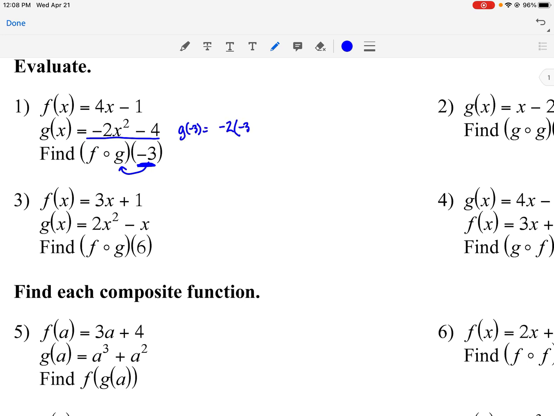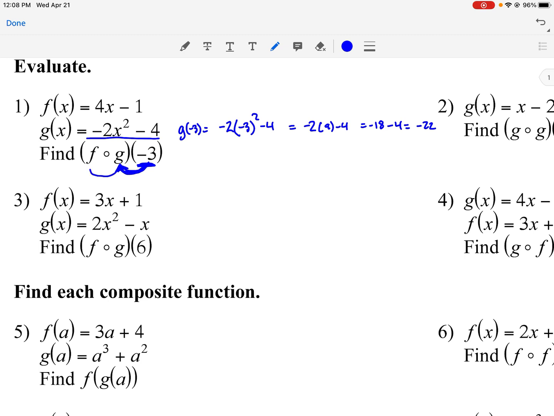So -2, we plug in a -3 for x, -4. And you can plug that all into your calculator if you want to, or you can do it by hand, times 9 minus 4. -18 minus 4, so that becomes -22. But that's only this part so far that we've plugged into g.